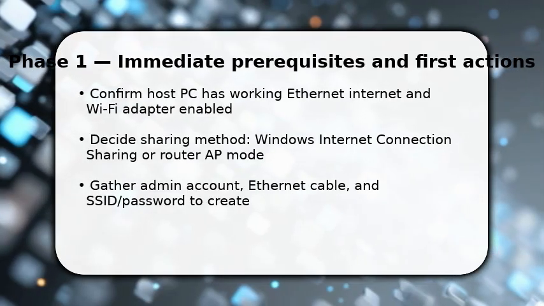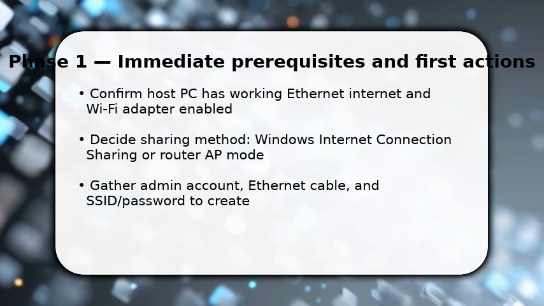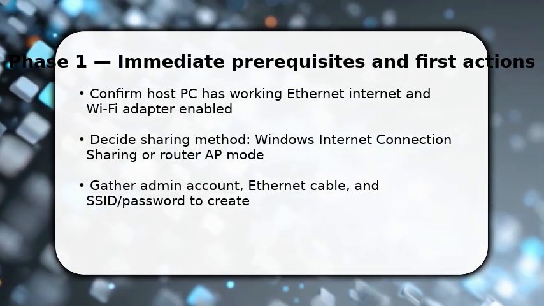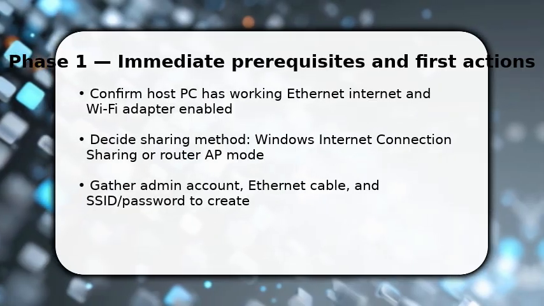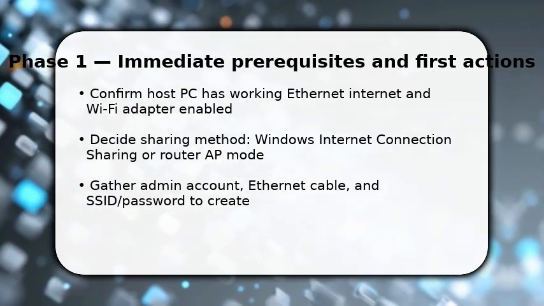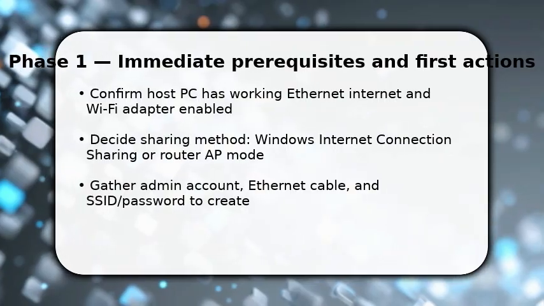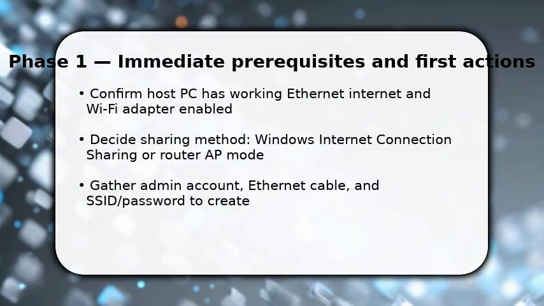You start with essentials: an Ethernet-fed PC and a Wi-Fi radio. Enable the wireless adapter and sign in with an admin account because you will change network settings. Open Network Settings now, locate the Ethernet connection that has internet.